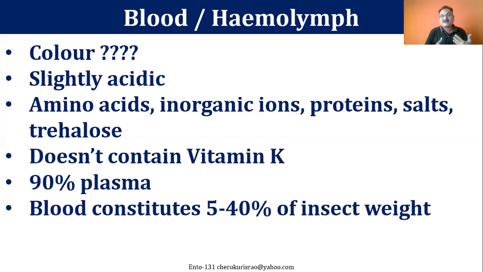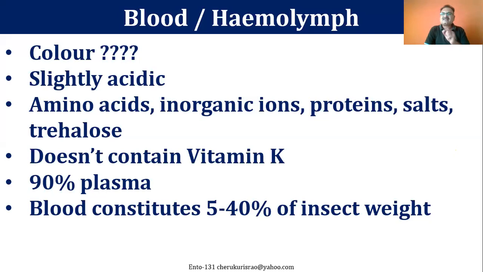And that is because of hemoglobin, and hemoglobin is red in color. That's the reason our blood is red. But as far as insects are concerned, they don't have hemoglobin because the blood has no role to play in oxygen movement. Insects have a separate system for respiration. They directly supply the oxygen to each and every cell. That's a different system: the respiratory system, spiracular system, tracheal system.